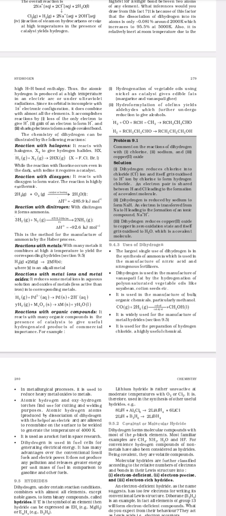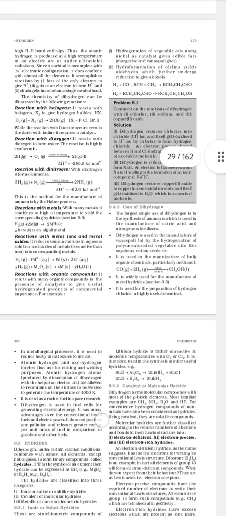A reaction with organic compounds. It reacts with many organic compounds in the presence of catalysts to give useful hydrogenated products of commercial importance. For example, hydrogenation of vegetable oils using nickel as catalyst gives edible fats, and hydroformylation of olefins yields aldehydes which further undergo reduction to give alcohols.